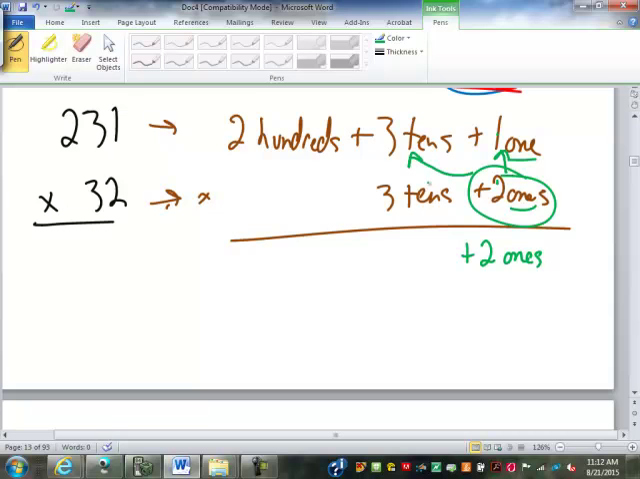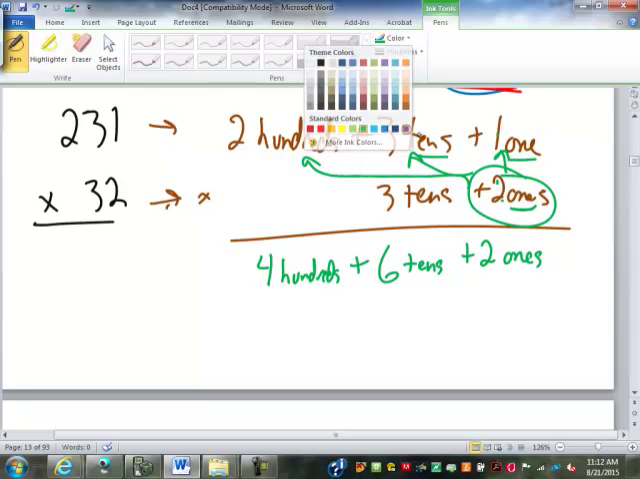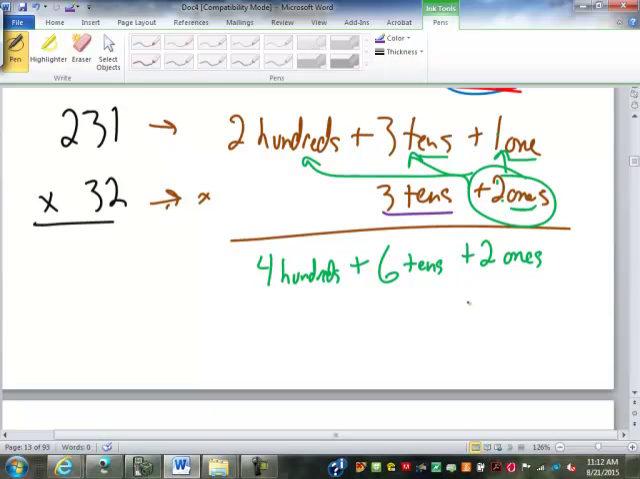Then over to the 3 tens. 2 times 3 is 6. 1s times 10s is 10s. Anything times 1 is itself, right? Then times the 2 hundreds. 2 times 2 is 4. 1s times hundreds is hundreds. Now, before we can move over to the 3 tens, what do we have to do? Put in a 0.